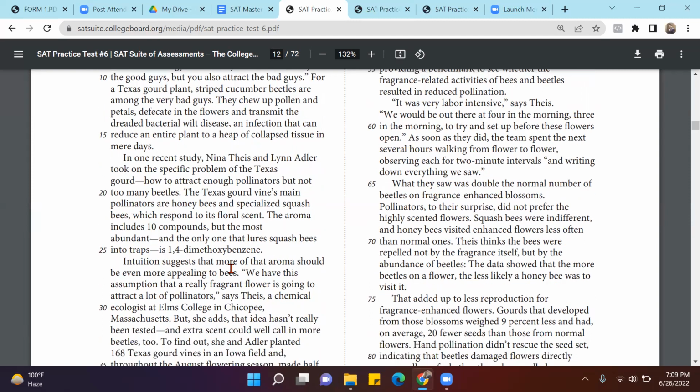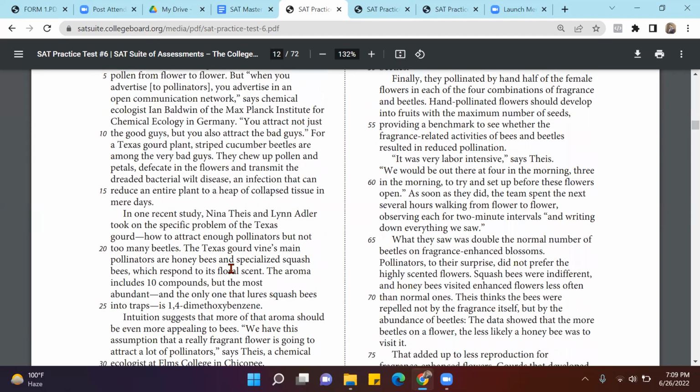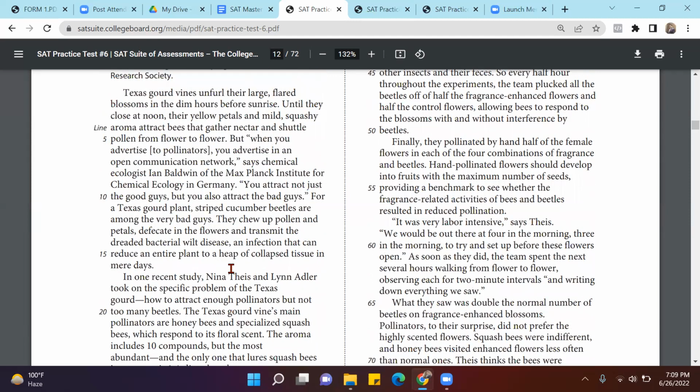Now all of this from line 26 up to line 60, there are different experiments done by them, up to line 57. They wanted to find out the effect of having more aroma. They also wanted to find out the effect of beetles. They wanted to find out the effect of hand pollination. So different agendas are introduced here, and the experiments are discussed.